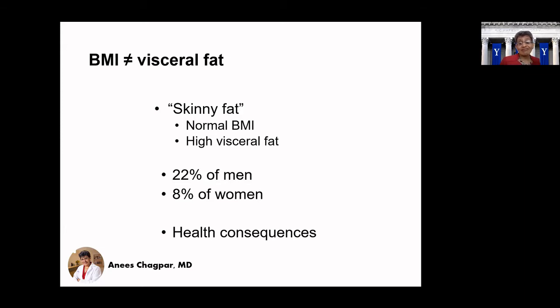We know that there are people who are what we call skinny fat. They have a normal BMI, but they have an abnormally high visceral fat. This tends to be about 22% of men and 8% of women who fall into this category of being skinny fat. And despite the fact that they have a normal BMI, they suffer all of the health consequences of people who have higher visceral fat levels.